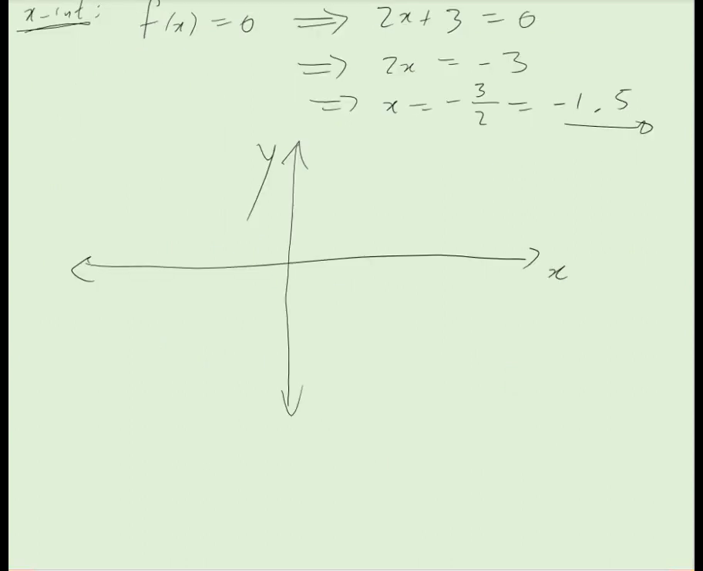We know that it cuts the x-axis at negative 1.5. Just put that point there properly. And we know it cuts the y-axis at 3. And you can just get a ruler and then draw it. And you're done. That's your whole graph.